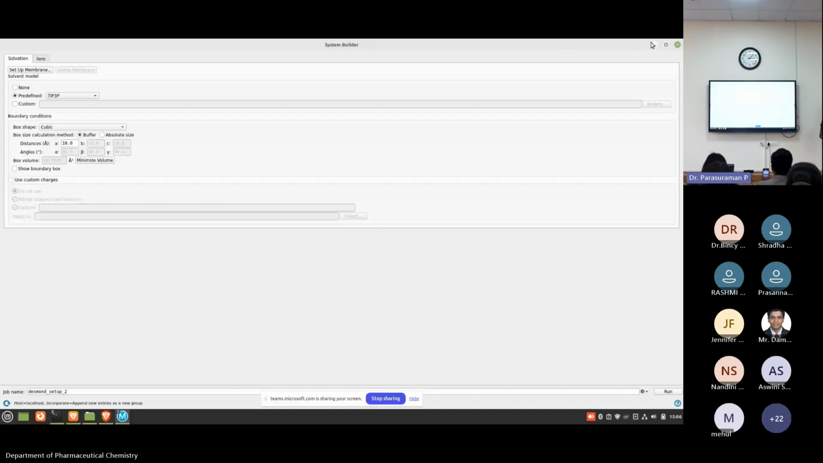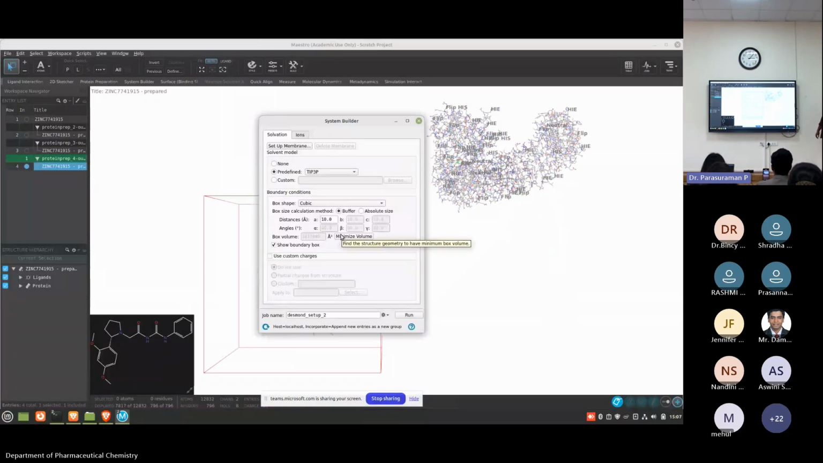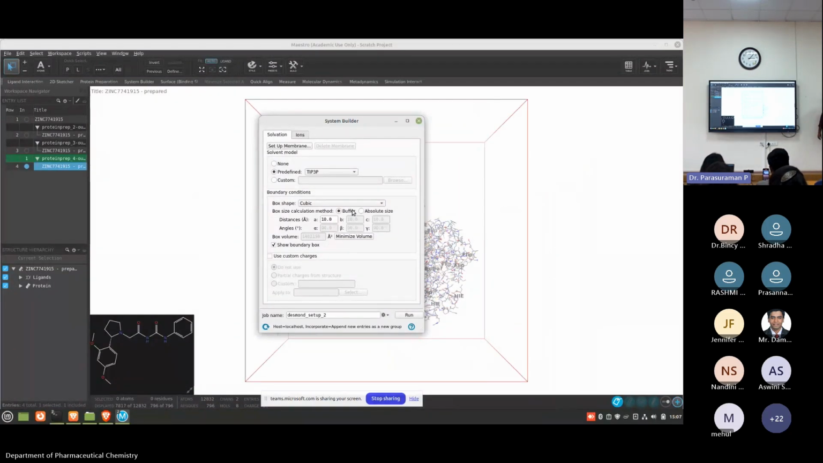So generally for small molecules, we need not set the membrane. Generally, we can add the water model directly. Then we'll be setting the boundary box, the periodic boundary box, which I explained, where we restrict the atoms to a particular box. Here we can see different types like cubic, orthorhombic, hexagonal. But with cubic, we can get more accurate results because it can replicate the box in all directions. So we can use cubic.